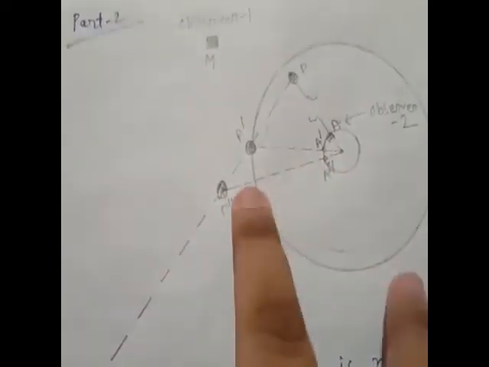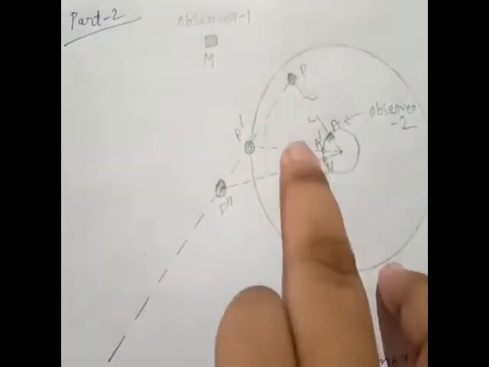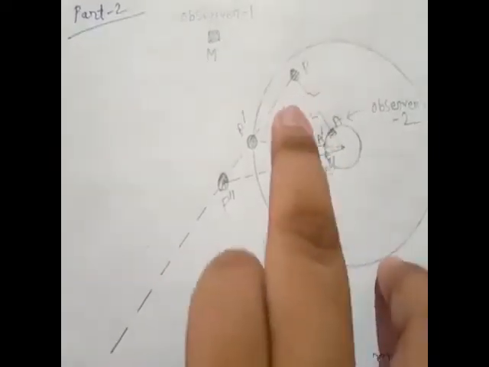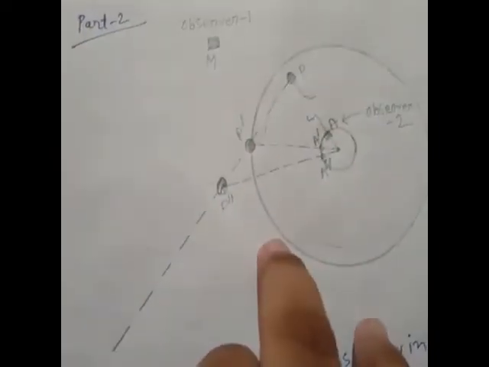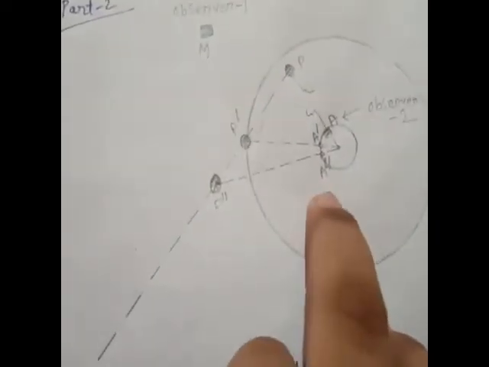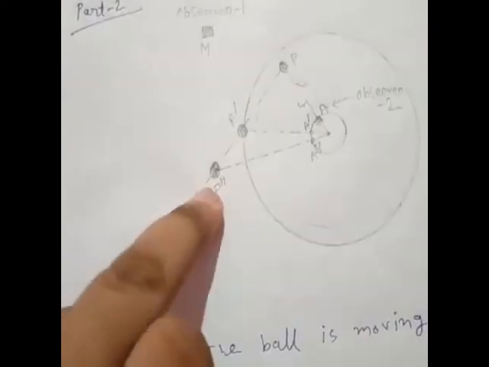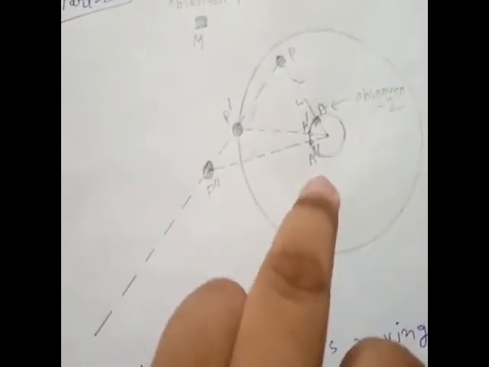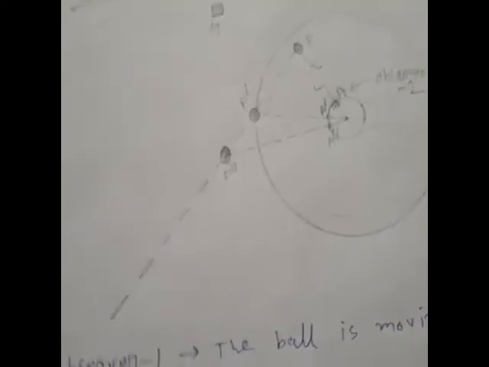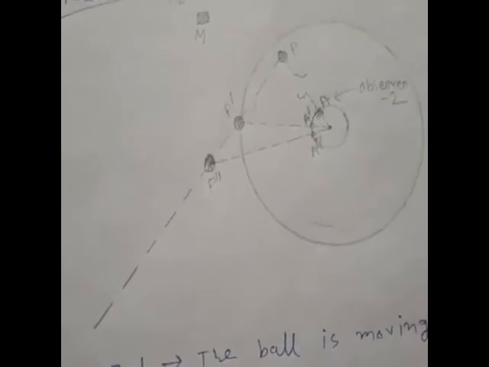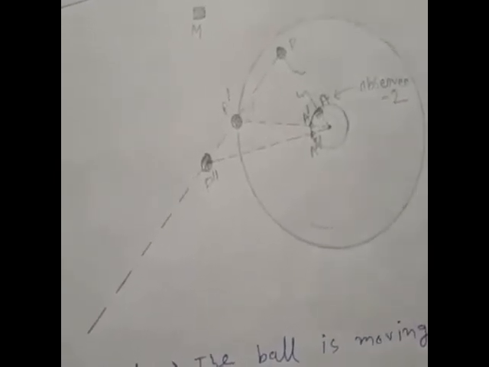So observer 2 is also rotating with a uniform circular motion. That is why the ball P is observed by observer 2. It is seen that the ball is moving radially away from him.